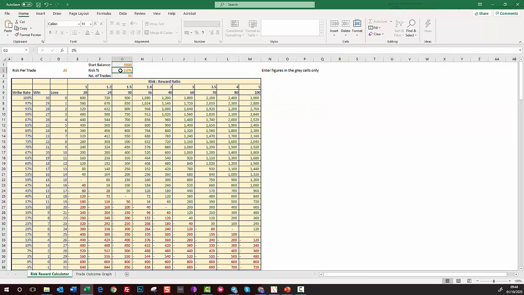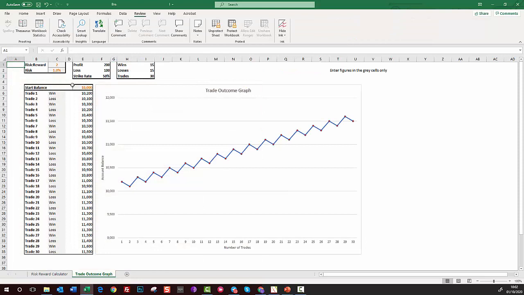as well, based on the risk that you're willing to take in the market. Okay, so that's enough on that spreadsheet. We've had a good look through that. So let's have a look at the trade outcome graph.